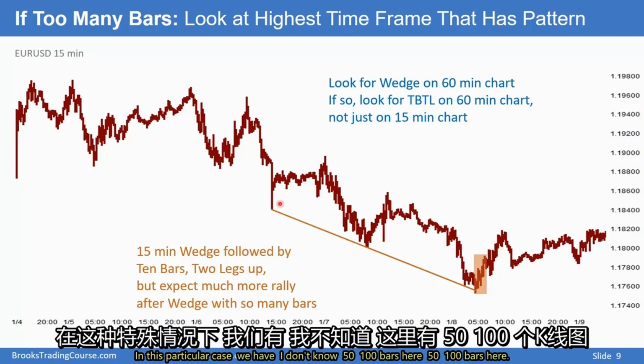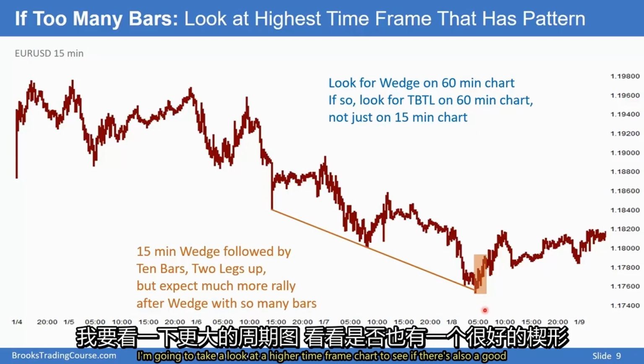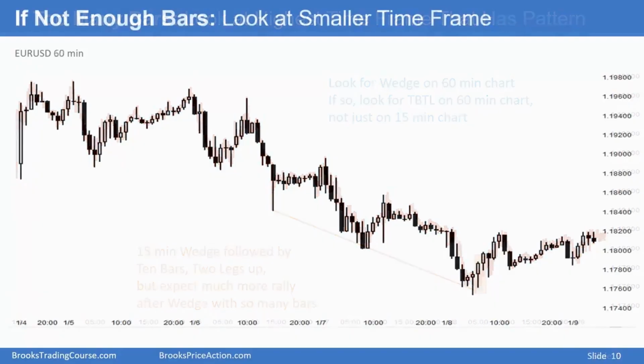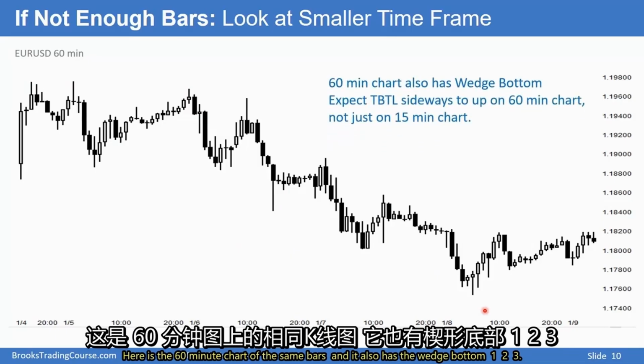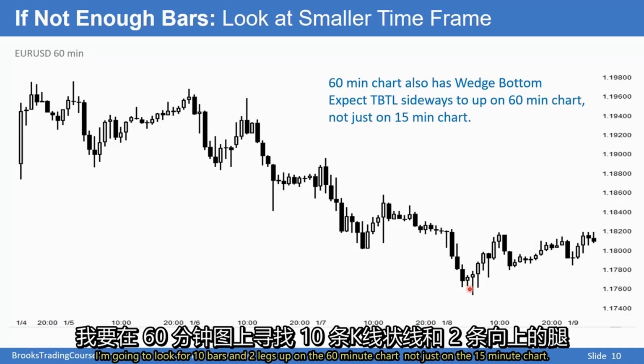In this particular case, we have 50, 100 bars here, 50, 100 bars here. I'm going to take a look at a higher time frame chart to see if there's also a good wedge. Here is the 60-minute chart of the same bars. And it also has the wedge bottom, 1, 2, 3. I'm going to look for 10 bars and 2 legs up on the 60-minute chart, not just on the 15-minute chart.